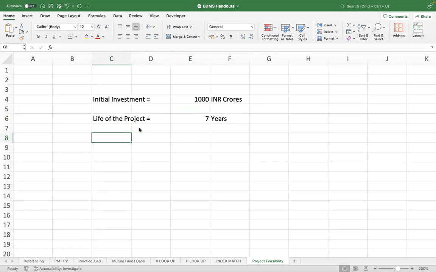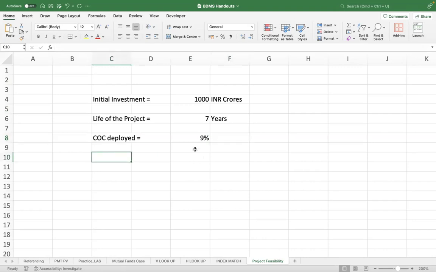When you execute a project, you borrow money mostly and execute a project. So when you borrow money, you will be having a cost of capital. So the cost of capital which is deployed for the project, let's say it's 9% annualized interest, which also becomes your minimum rate of return that you would expect to earn on the project.